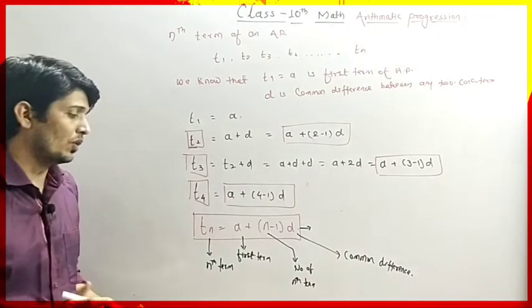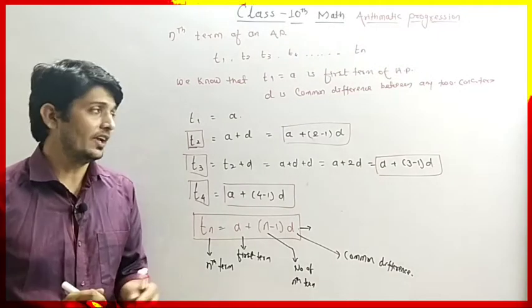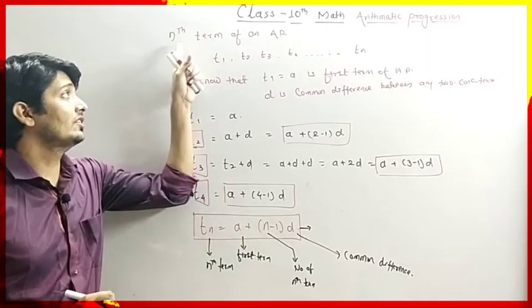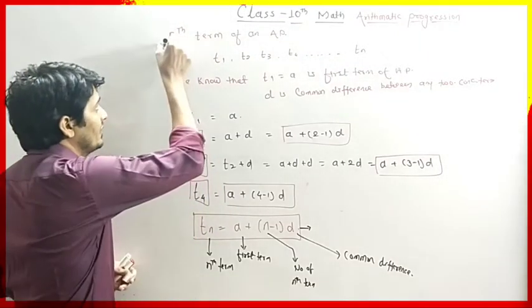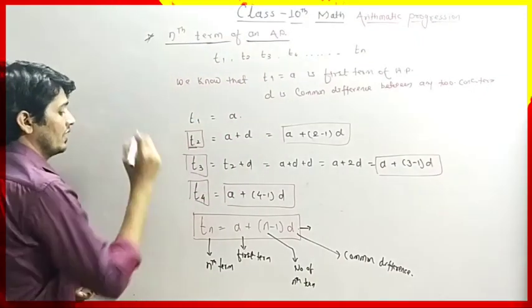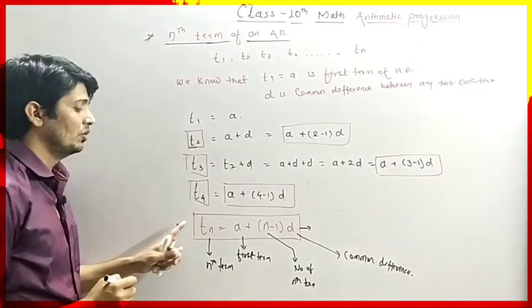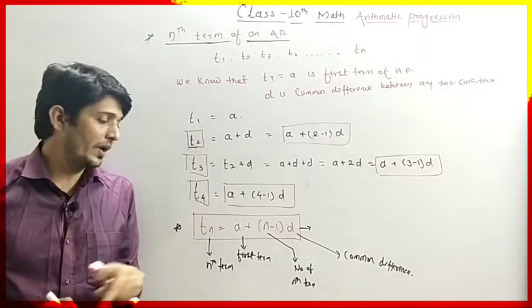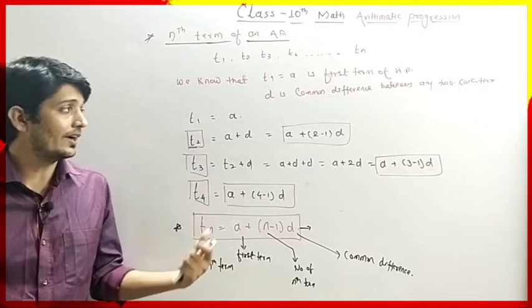Okay, so this is the formula that we are going to use. Write down this part. It is the derivation of the nth term of an arithmetic progression. It is very important, so you have to learn this formula because many problems depend on it.